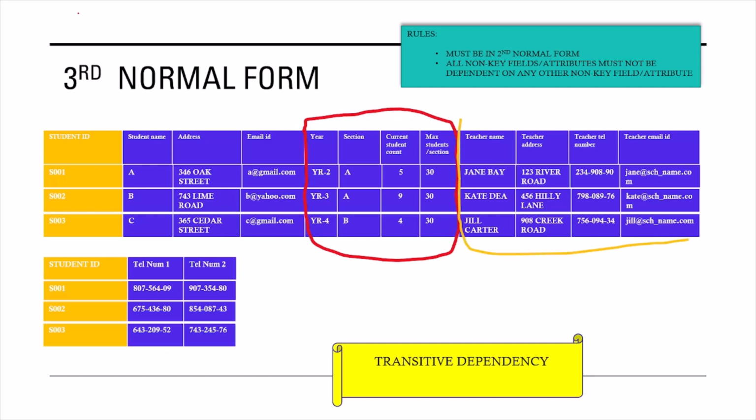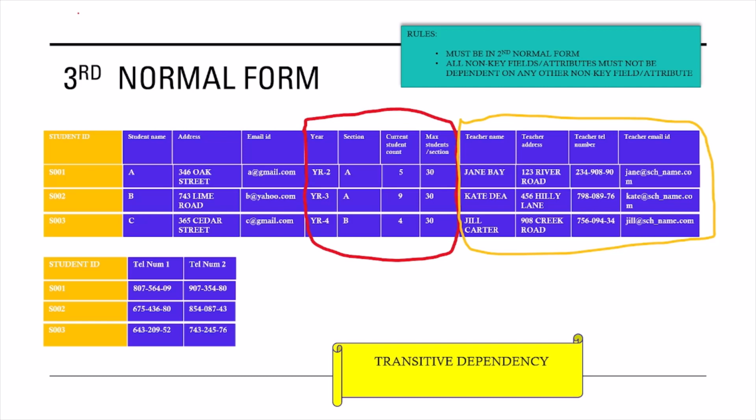Take the teacher details now. Teacher name is dependent on the student. Student ID determines the teacher in charge of that student. But what about teacher address, teacher telephone number, teacher email ID? That's not really related to the student. Indirectly, we're saying that teacher address is dependent on student ID. That's another case of transitive dependency.